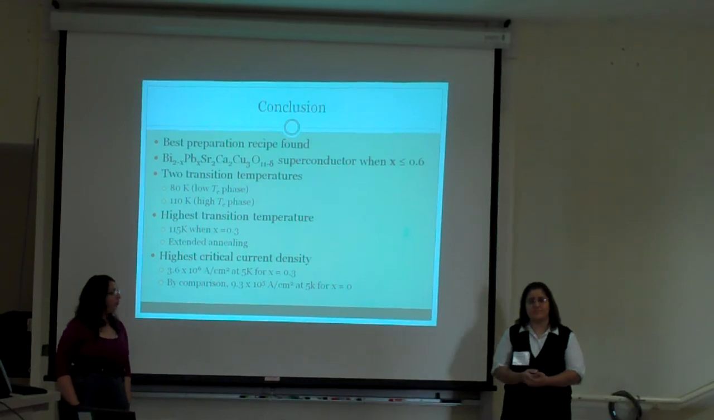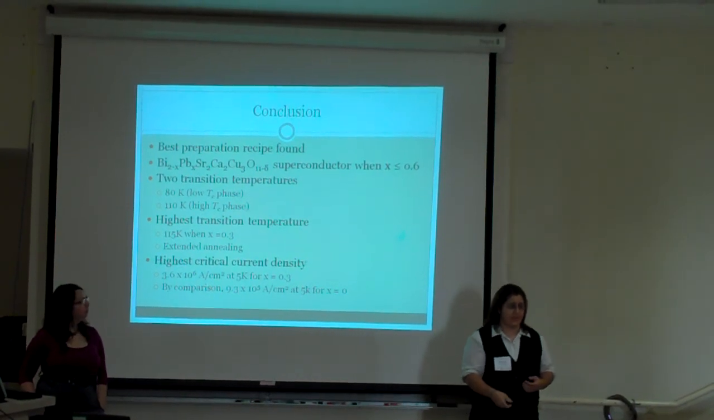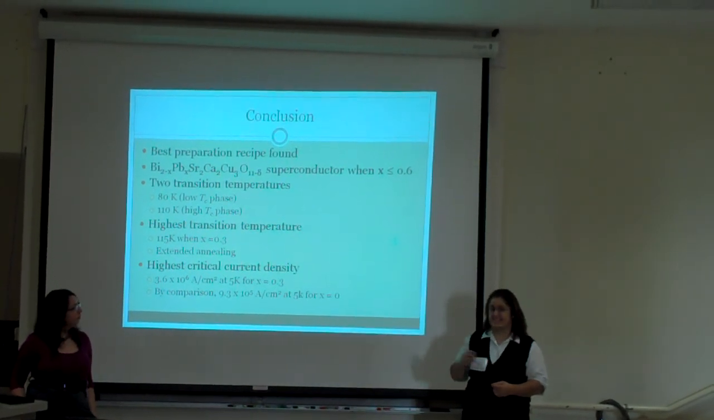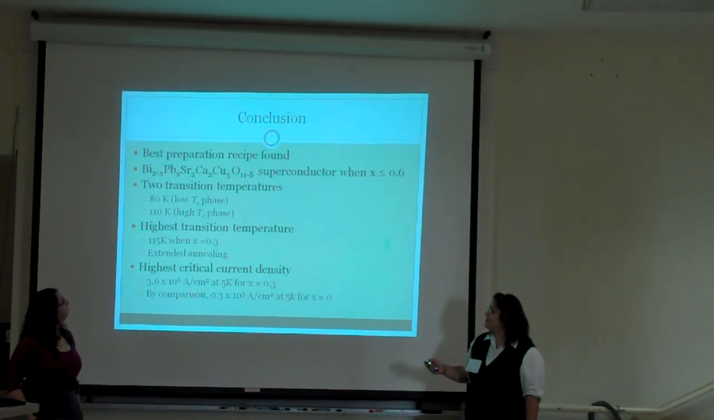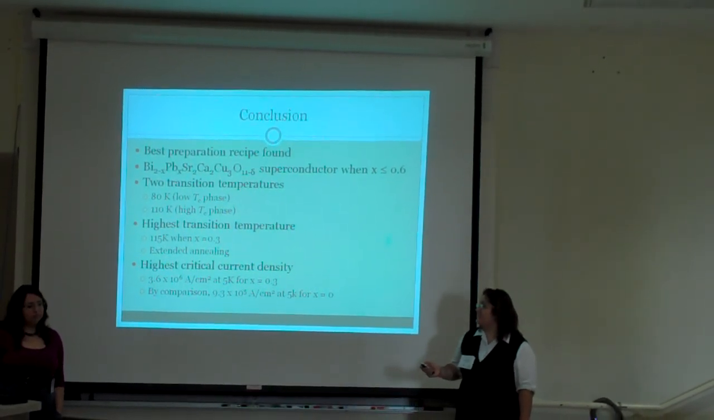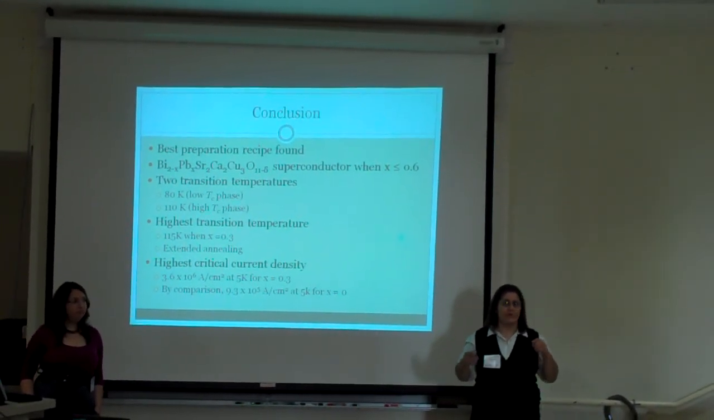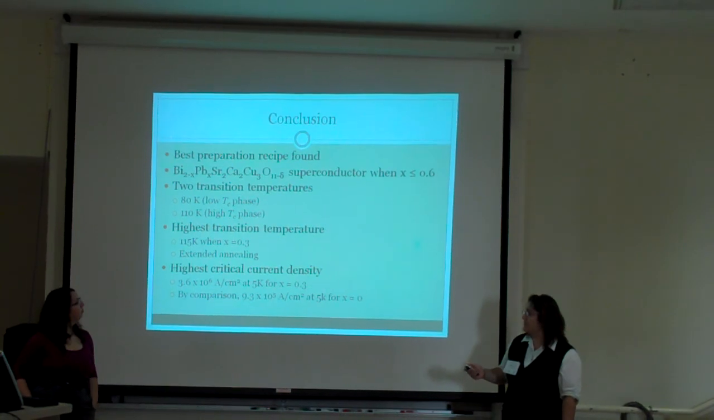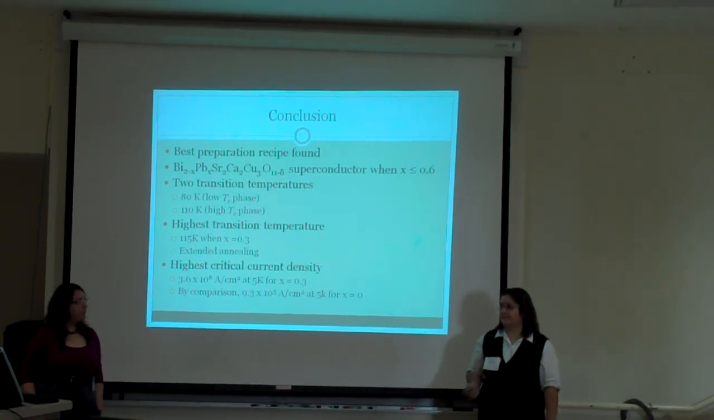So in summation, the purpose of our section in this larger project was to find the best preparation recipe for VISCO 2223. And we realized that as long as we doped our VISCO 2223 with less than 30% lead, it remained a superconductor. Anything more than that, the material was no longer a superconductor. During our research, we discovered two transition temperatures. One, a low TC phase at 80 K, and a high TC phase at 110 Kelvin. All samples showed having both, but again, because we're concentrating on practical applications, we wanted samples that had the majority of the high TC phase. We found the highest transition temperature to be 115 Kelvin at 15% lead doping and using extended annealing.